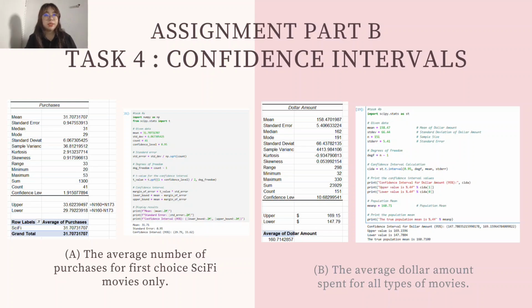Next, we analyze the average spending on all types of movies. The average amount spent was calculated at $158.47, with a 95% confidence interval ranging from $147.78 to $169.16. Given that the population mean is $160.71, this indicates that the true average spending on movies in the Australian market is likely within this range. These insights are crucial for understanding consumer behavior and tracking trends over time, providing valuable data for market forecasting.